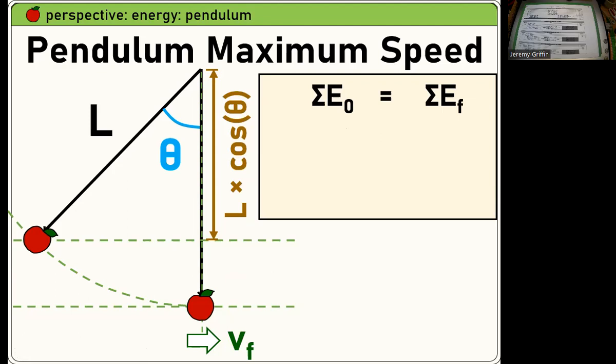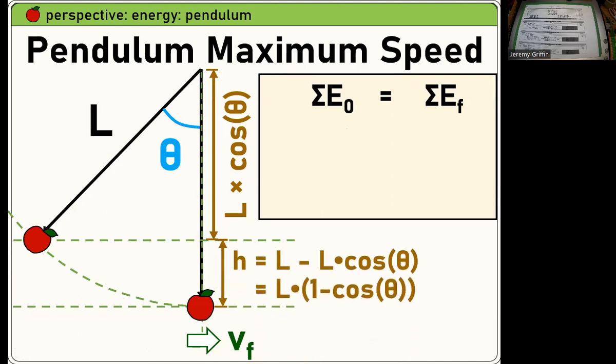If you know L and theta, that's L cosine theta, and this is L minus that. You could factor in L and L if you wanted to. You can do all that. It's just some geometry.